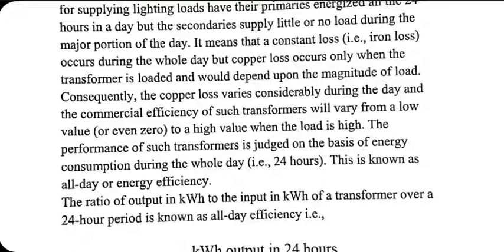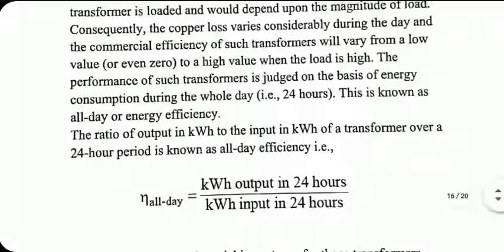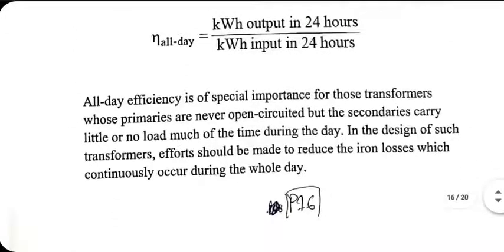The ratio of output in kilowatt hour to the input in kilowatt hour of a transformer over a 24-hour period is known as all day efficiency. That is exactly what I told you. Okay. It is of special importance for those transformers whose primaries are never open circuited, but the secondaries carry little or no load much of the time during the day. In the design of such transformers, efforts should be made to reduce the iron losses because they matter more.